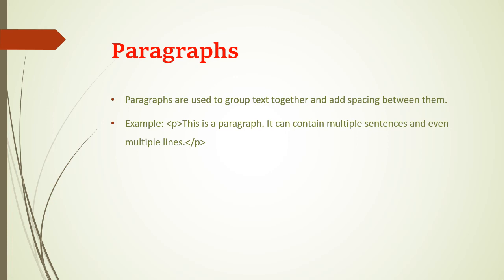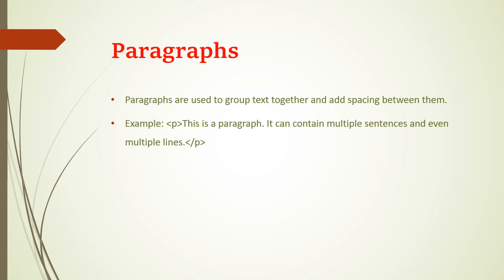Then we come across the paragraphs. We know that paragraphs are used to group the text together. So basically we are going to group all the text together, which is named as a paragraph, and we can add space between them. So we are going to use a p tag here with the angular brackets. Starting from the p tag, we can see the content written to this. This is a paragraph. It can contain multiple sentences and even multiple lines.